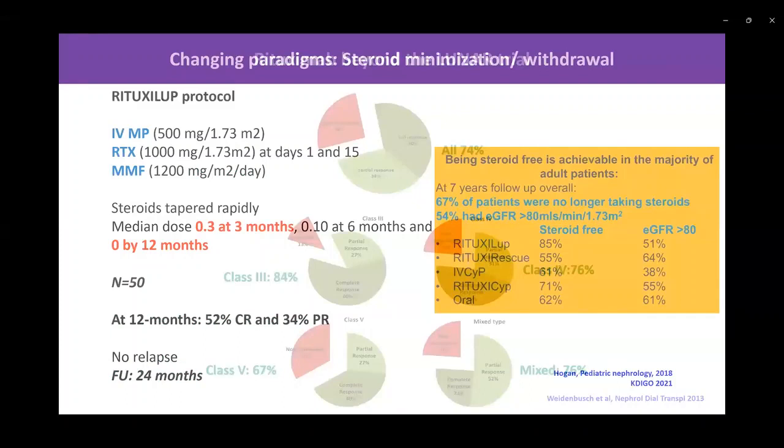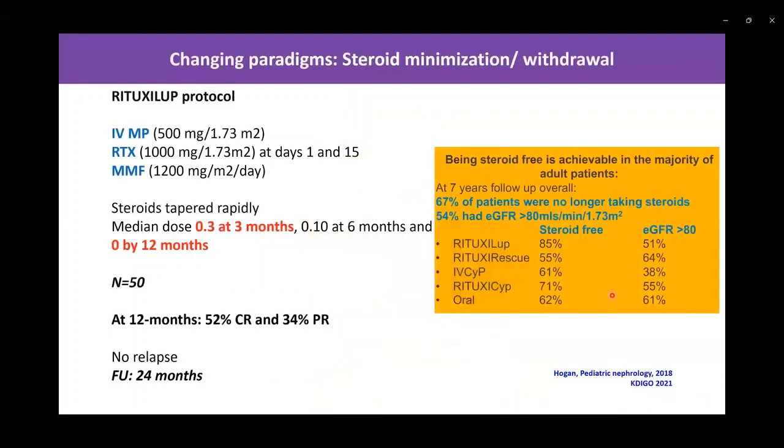Another context in which rituximab is worth a mention are these protocols of steroid minimization or withdrawal. So this is the rituximab loop protocol, which includes inducing remission by IV methylprednisolone pulses, high-dose rituximab at 1000 milligram per 1.73 meter square, given at days 1 and 15, along with MMF. The steroids are rapidly tapered off by 3 to 6 months and are completely taken off by a year.